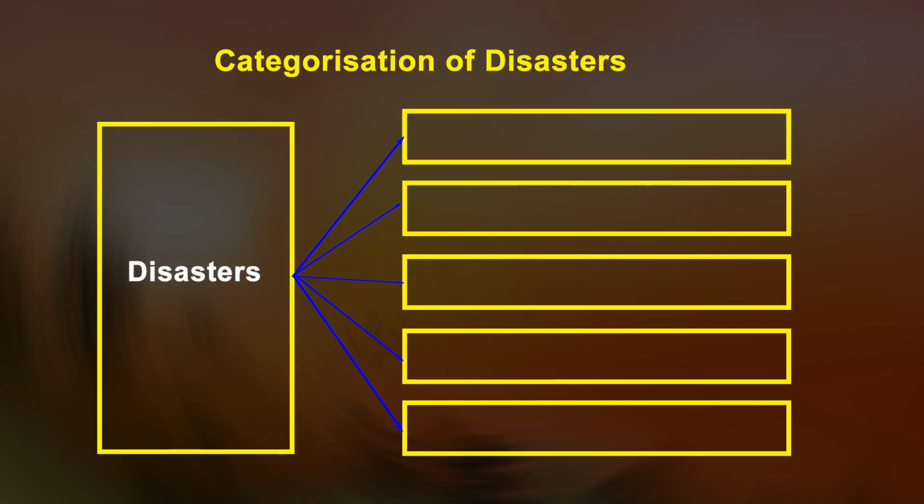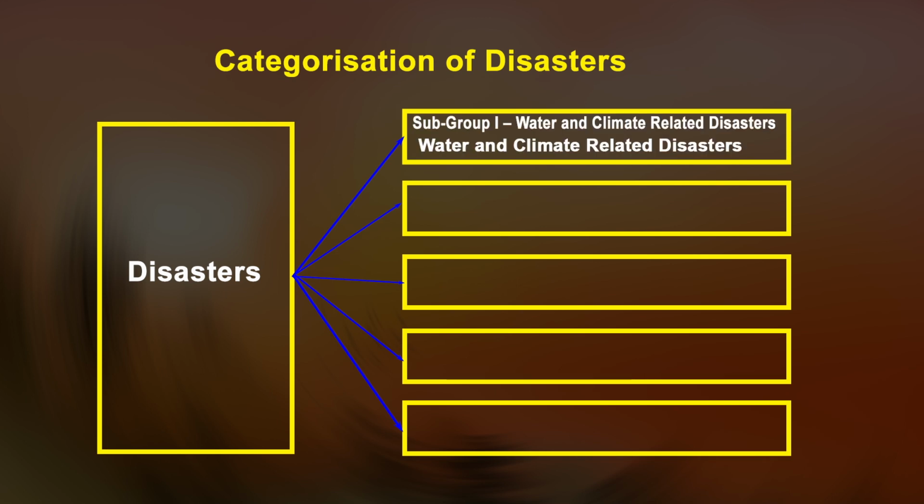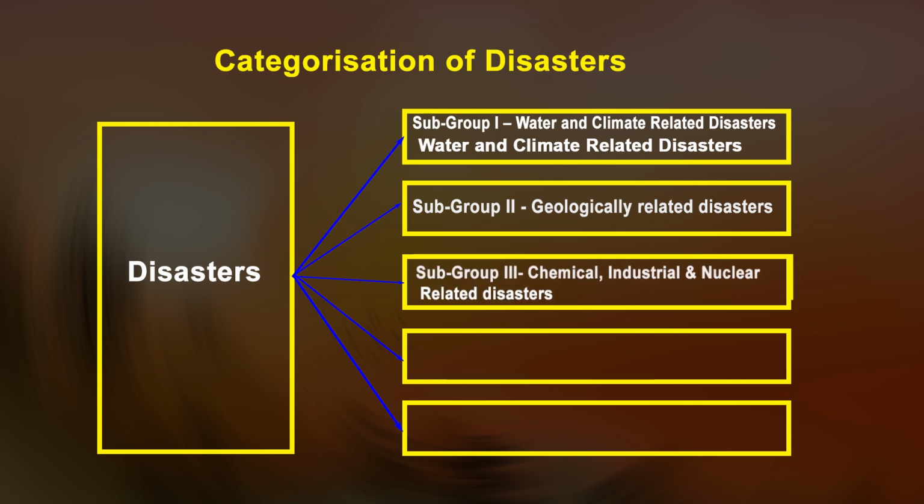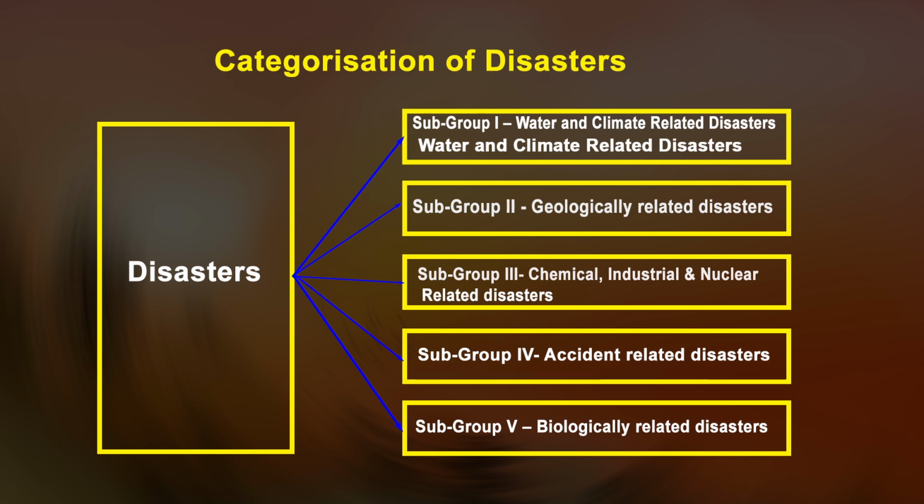These disasters can be categorized as subgroup 1, which is water and climate related disasters. Subgroup 2 includes geologically related disasters, to do with the geology of the planet. Subgroup 3 is chemical, industrial and nuclear related disasters, which deals with industries, chemical overflows and so on and so forth. Subgroup 4 deals with accident related disasters, and we come to subgroup 5, which is biologically related disasters.